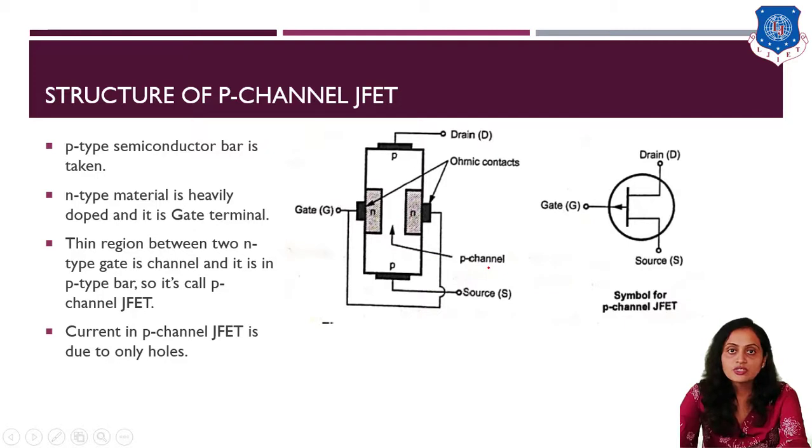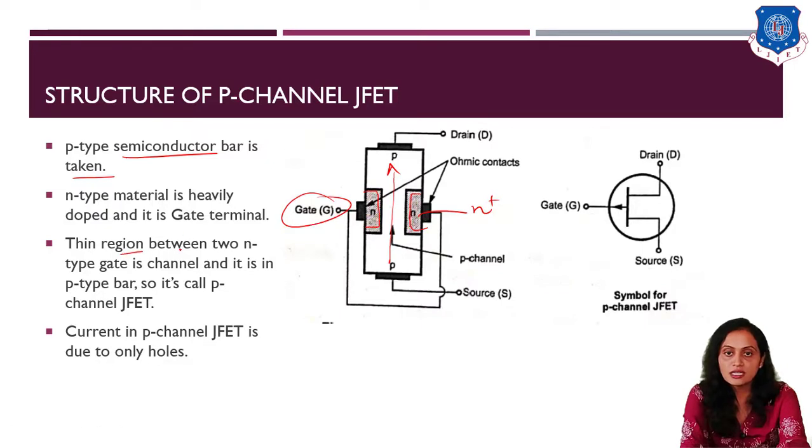Now we will see the structure of the P-channel JFET. A P-type semiconductor bar is taken, and on two sides we have N plus regions created. Why is it called N plus? Because the doping concentration of this N-type material is larger than the P-type bar, and this is called the gate terminal. These two are connected together with a contact, and this is the gate terminal.